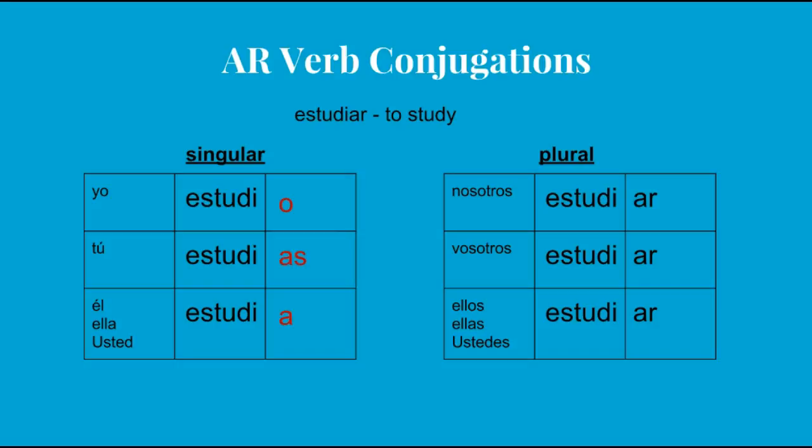Okay, let's look at the plural endings for AR verbs. In the nosotros form, we change the AR to amos, estudiamos. In the vosotros form, we change the AR to áis, estudiáis. In the ellos, ellas, and ustedes form, we change the AR to an, estudian. Okay, next let's talk about what these six different verb forms actually mean.